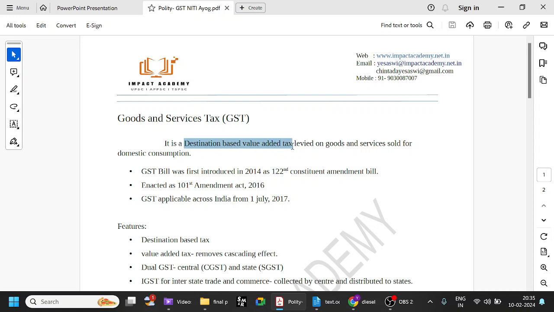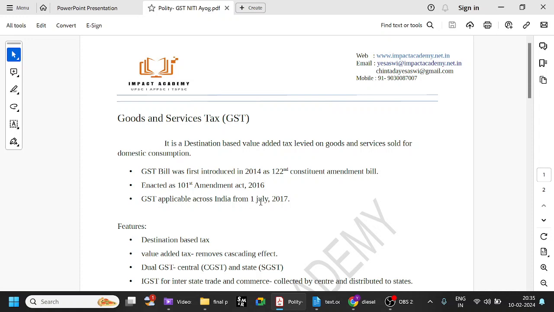It's a destination-based value-added tax levied on goods and services sold for domestic consumption. It was first introduced in 2014 as the 122nd Constitution Amendment Bill. I'm sorry, Amendment Bill. So remember all these things. And it was enacted as the 101st Amendment Act in 2016. So it was introduced in 2014. Remember this 122, and it is the 101st Amendment to the Constitution, 2016. Sometimes such a question can also be asked, especially for Group 2.